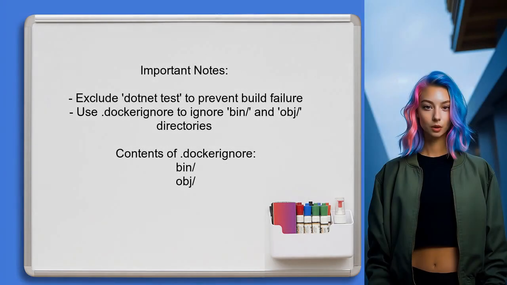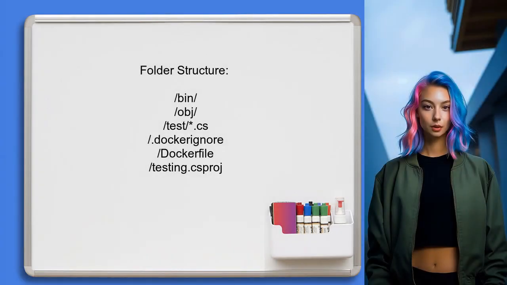They also note that they did not include dotnet test in the Dockerfile to avoid stopping the build if tests fail. Additionally, they created a .dockerignore file to exclude unnecessary directories. Finally, the user provides their folder structure for reference, which includes the Dockerfile, .dockerignore, and test files.